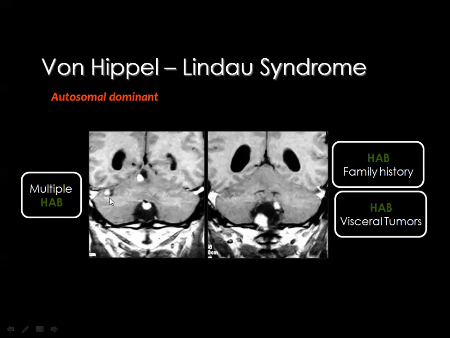Then in order to diagnose von Hippel-Lindau syndrome, you should have one of three criteria. Number one, the patient had multiple hemangioblastomas like this one, or the patient had a hemangioblastoma with a positive family history for the same disease, or the patient had a hemangioblastoma and also has some visceral tumors, like tumors in the kidneys, tumors in the pancreas. And these are the stigmata of von Hippel-Lindau syndrome.